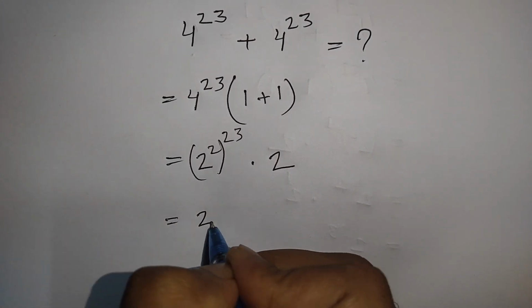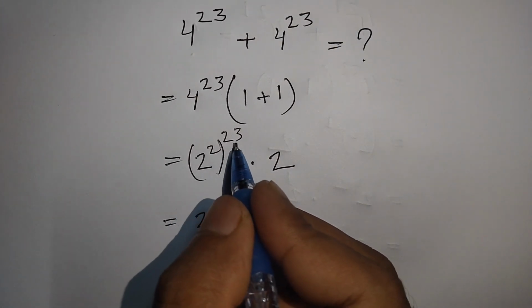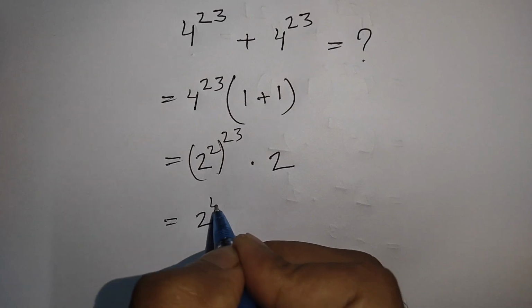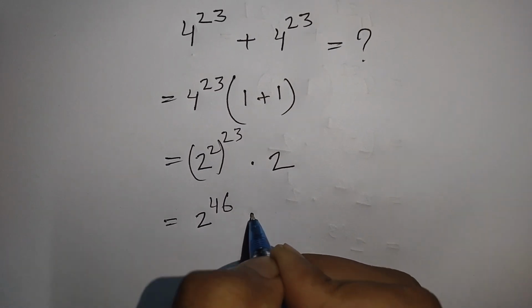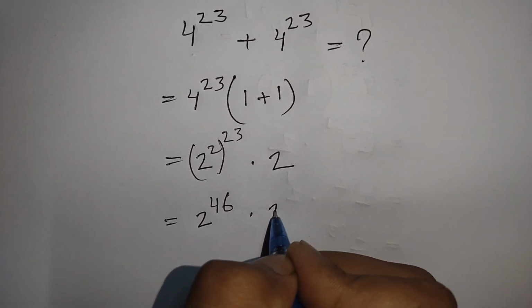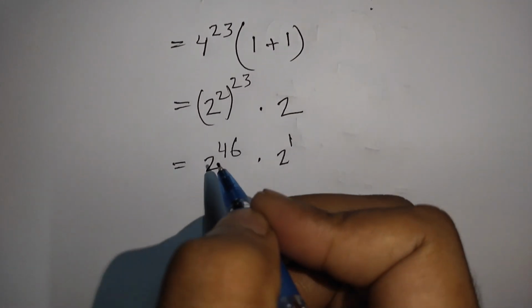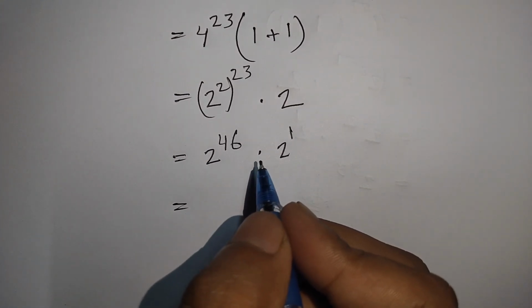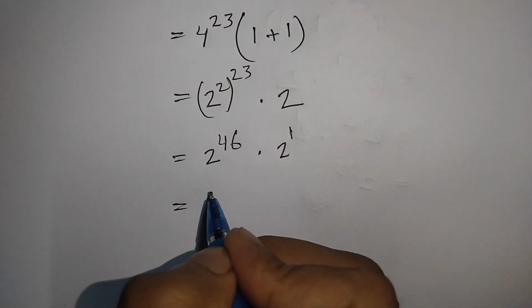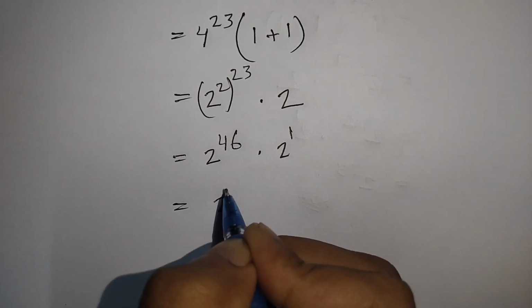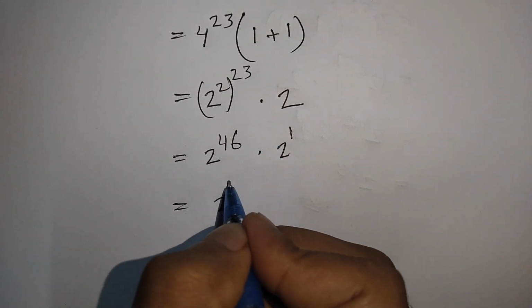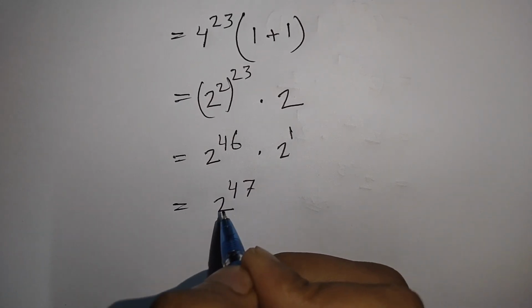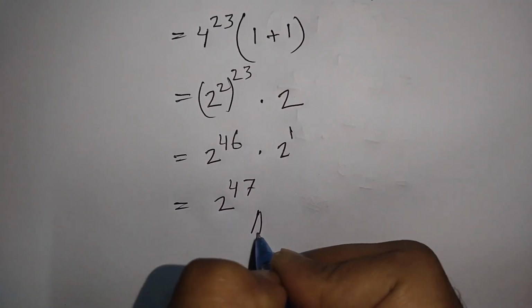Now 2 to the power 2 times 23, that means 46, times 2 is same as 2 to the power 1. Now we see that 2 same base but different power, so we can write here 2 to the power 46 plus 1, that means 47. So 2 to the power 47 is the correct answer.